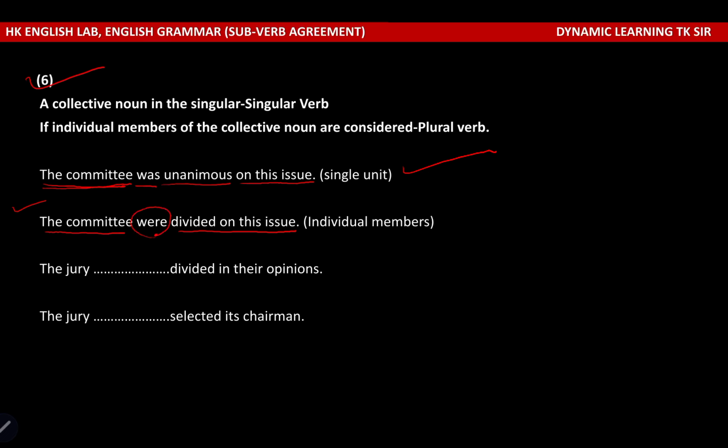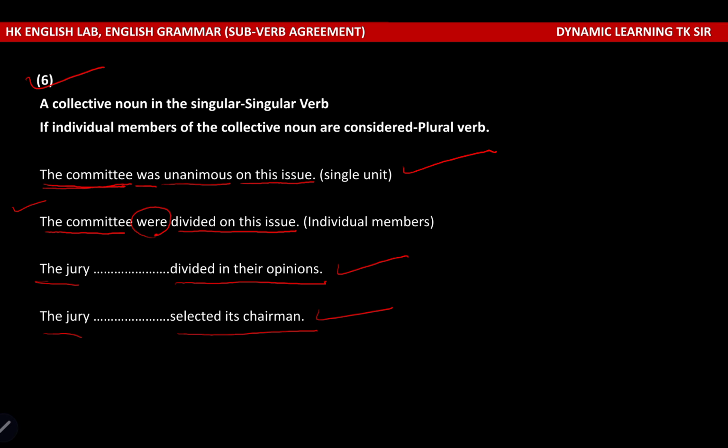So the same committee in the first sentence takes the singular verb, but in the second sentence it takes the plural verb. Why is it so? If the collective noun is treated as a single unit, it will take a singular verb. But if it is treated as a division, like a plural, then of course it will take a plural verb. Got it? Okay. If you got it, then answer this question. The jury dash divided in their opinions. Are or is? Very good. Are divided. The jury dash selected its chairman. Have or has? Has. Very good.